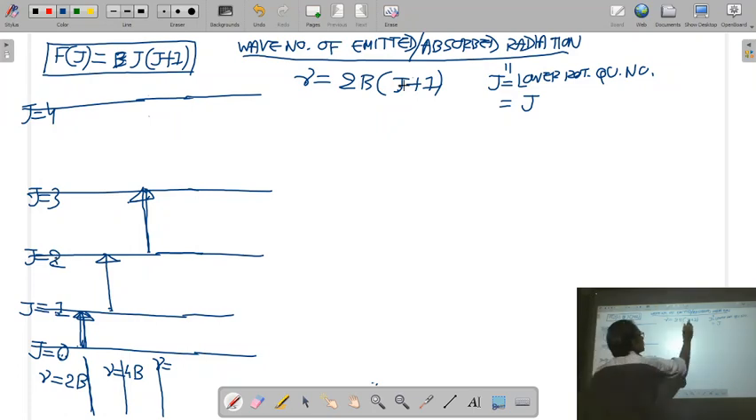So 2 plus 1, 3 into 2, 6b. So the wave number of the third rotational line will be 6b. And I show one more transition from level 3 to 4.